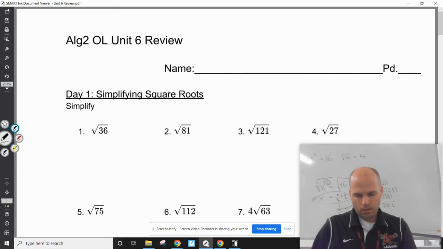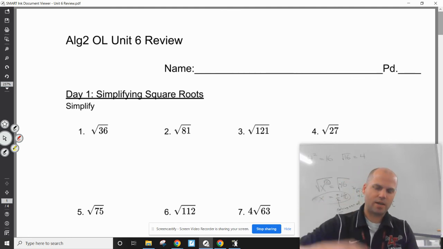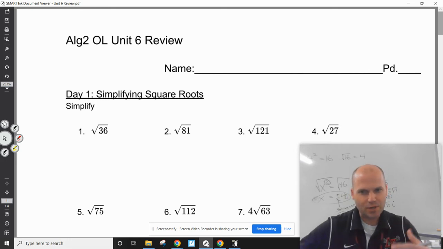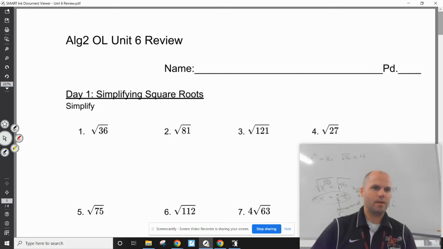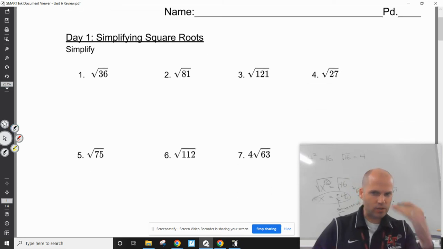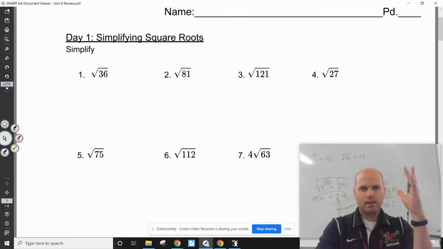Now, I love this unit. Very much builds upon itself. You got to know kind of day one to do day two and day three. If you know day two and day three, you can handle day four no problem. All right. So, in every single lesson, day one, two, three, four, we are expected to simplify square roots, okay?